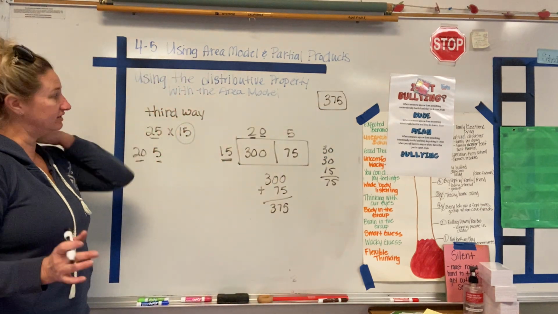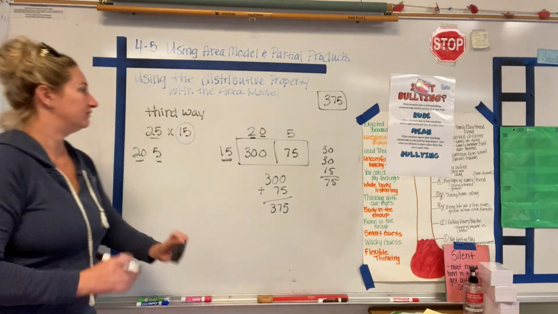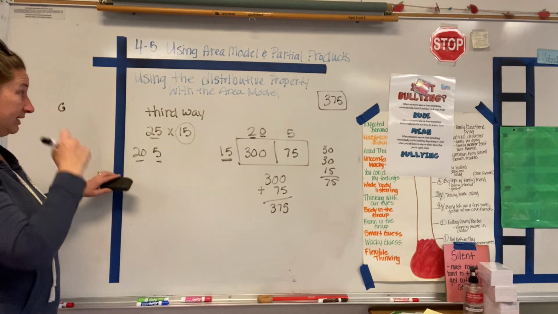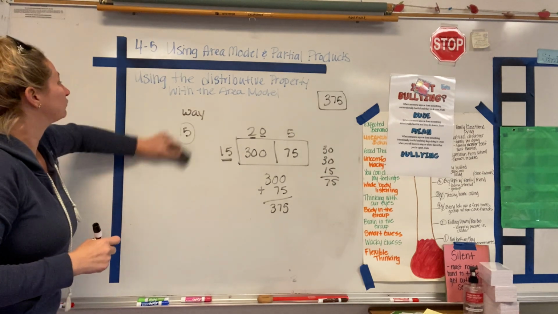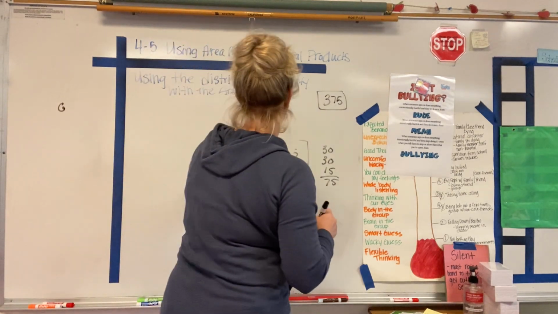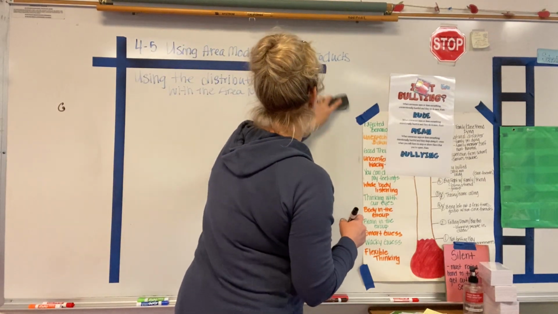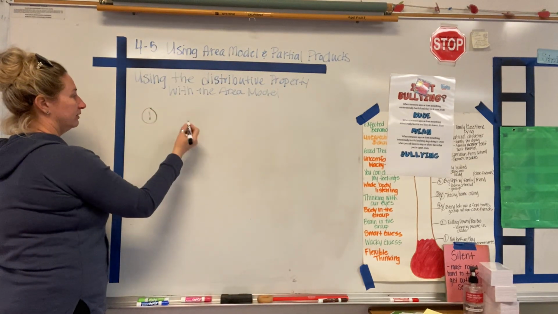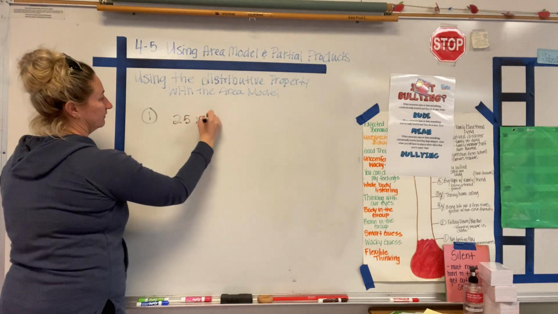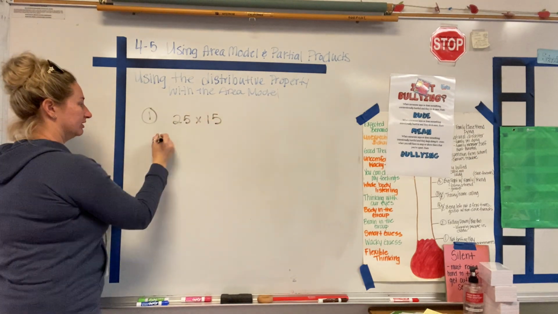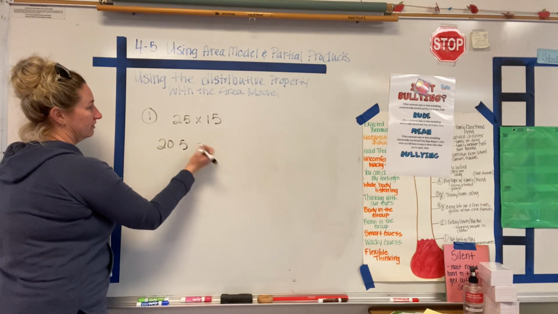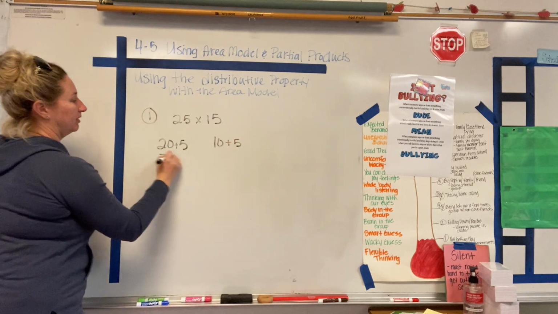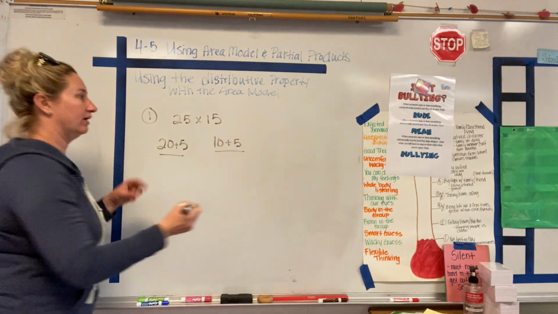So there's 3 different ways. You can break apart both numbers. In fact, let me erase this so you can write this down if you need to. Okay, so just to review, there's one way, which is if we have 25 times 15, we break apart both numbers, 25 and 10 plus 5. So you break apart both numbers, and that way you'll have 4 boxes.